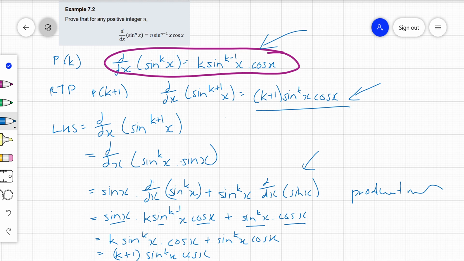So we're going to say which equals the right-hand side, and therefore our P of k implies our P of k plus 1, and therefore our P of n is true for integral n greater than or equal to 1, and we've done it by induction.